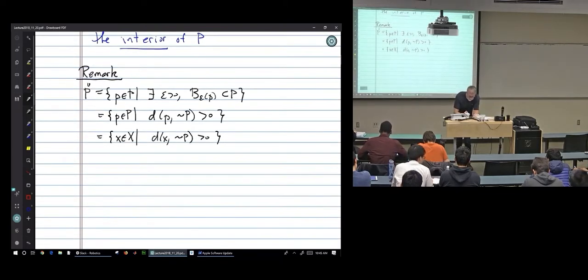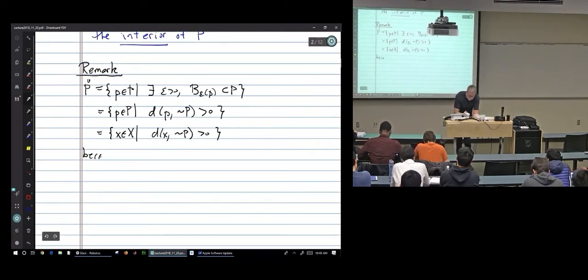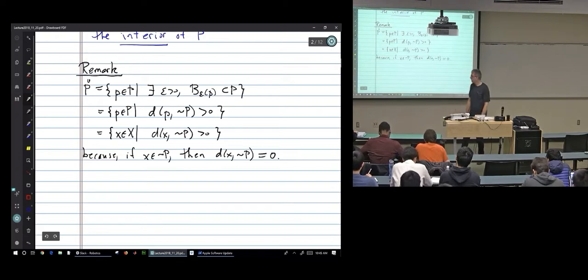Okay, and that's true because if X is an element of the complement of P, then the distance from X to the complement of P is certainly 0, because the distance of X from itself is 0. Okay?